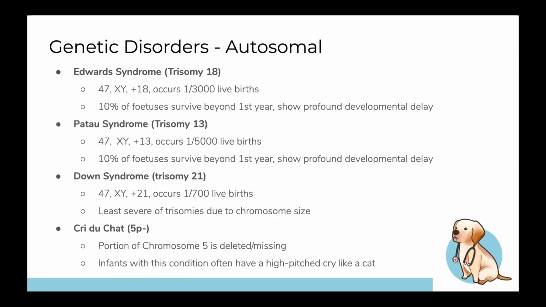So now for the genetic disorders, these you will have to know. All of your autosomal ones are here. You've got Edwards syndrome, trisomy 18, Patau, trisomy 13, Down syndrome, trisomy 21, and Cri-du-chat, a deletion of a proportion of your chromosome 5. That's quite an interesting condition. If you look at this, it's P being the P arm, 5 being chromosome 5, and the minus meaning deletion.